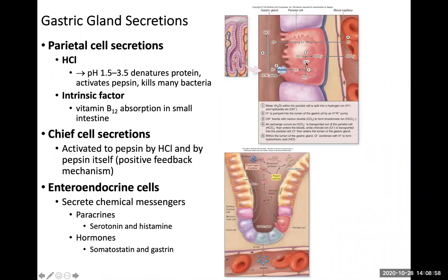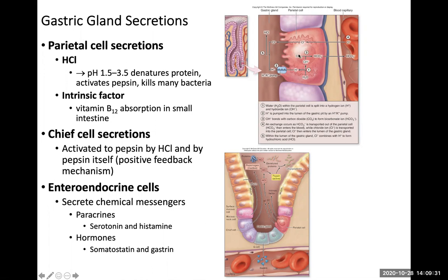So here's a picture that shows you how parietal cells are responsible for making hydrochloric acid, right? So what the parietal cells do, this is showing you blood right here, and then this is essentially the gland that's going to lead up to the lumen of the stomach, and here's the parietal cell. So what happens is that water that's made available to the parietal cell is split, and I mean spontaneously dissociates into a hydrogen ion and a hydroxyl group, right?